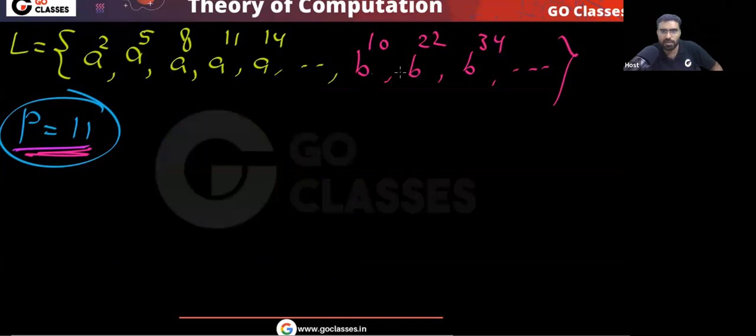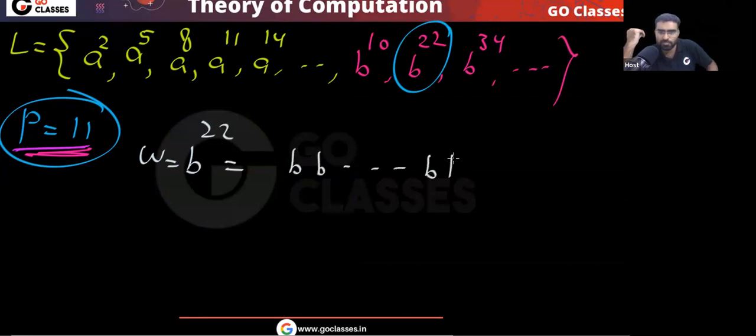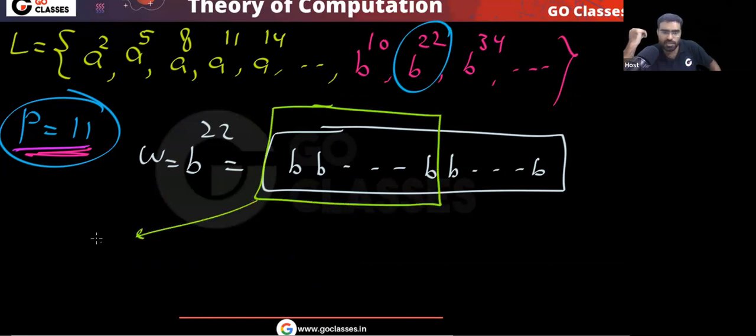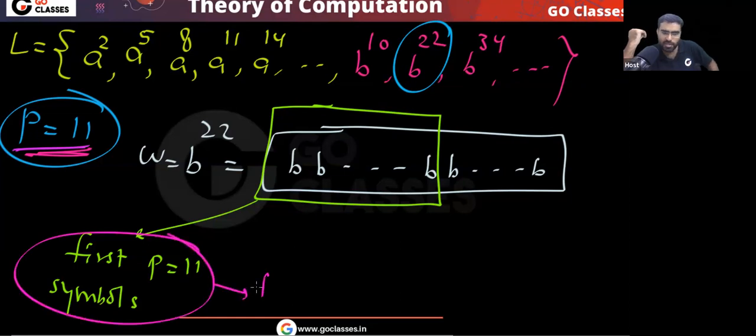Now, what about this one? Will this pump? W equal to b power 22. Let's check. Remember, these are the first 11 symbols. Here you have to find y. In the first 11 symbols, tell me which y will work.